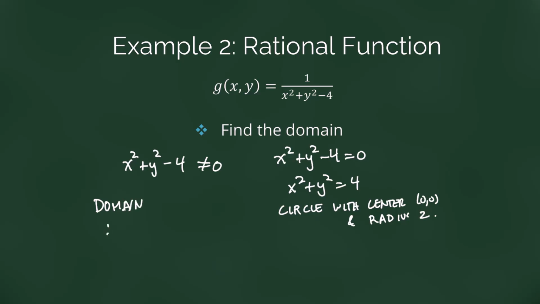So our domain is going to be all of the points in R2, except for the circle x squared plus y squared equals 4.